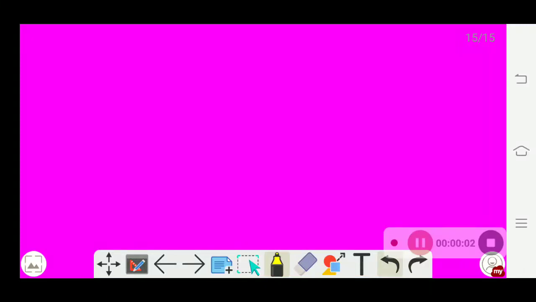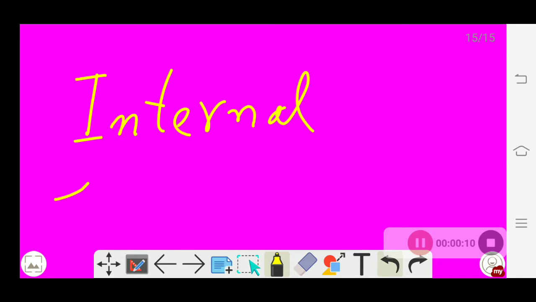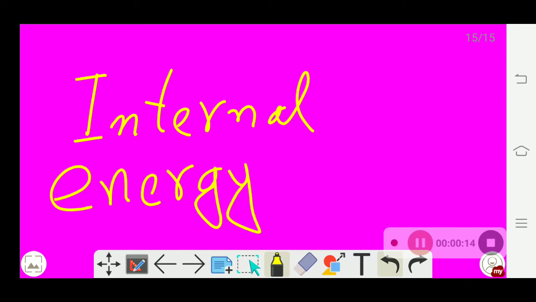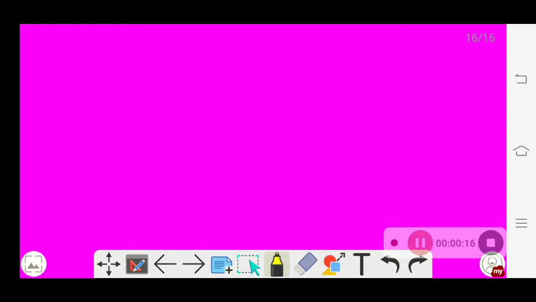So, what is internal energy? Internal energy. Actually, internal energy is the energy content in a material. Okay, this is what internal energy is.